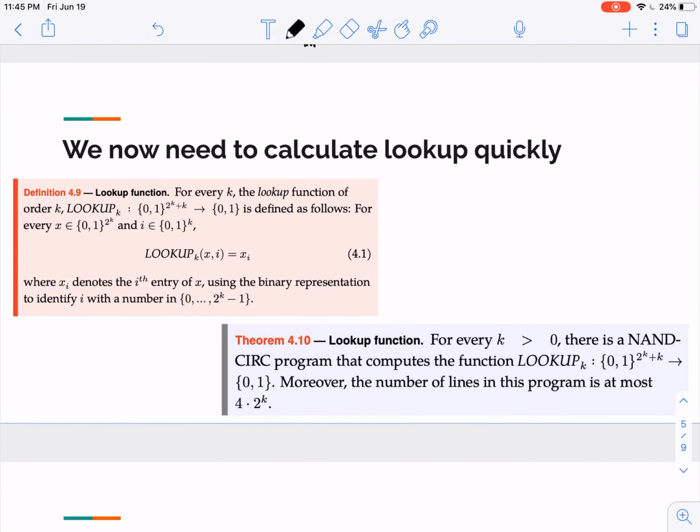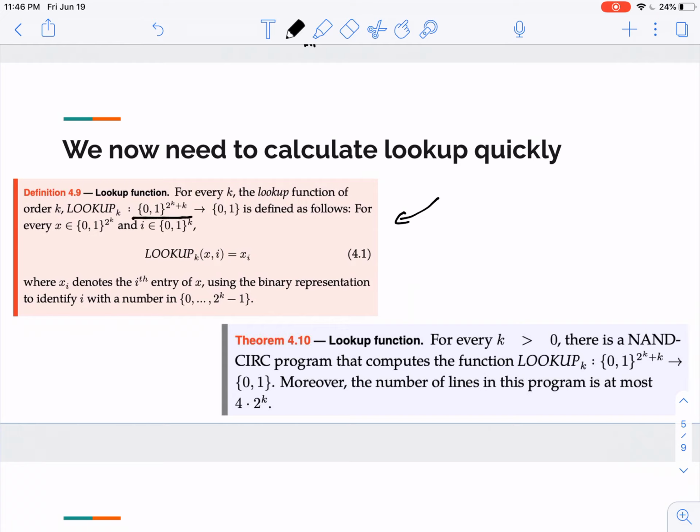Great. So now we need to calculate lookup quickly. And now we're going to go into a little bit more detail. So let's rigorously define lookup. So here's a definition from the 121 textbook. The lookup function, and remember, we're dealing with finite functions here that map from a certain size set to a certain size other set, takes in 2 to the k plus k bits, right?